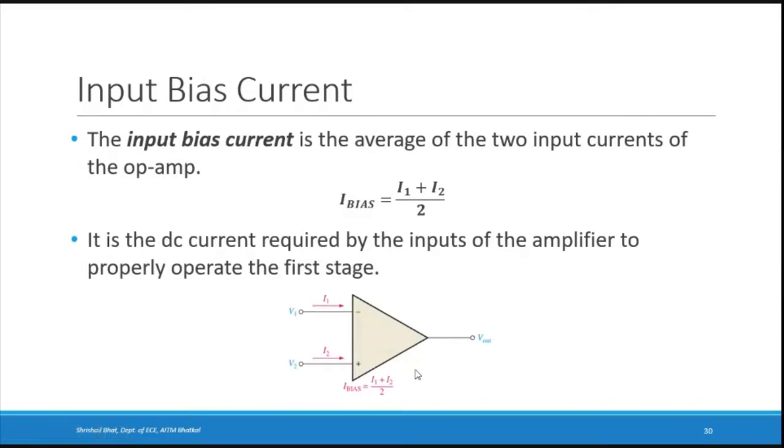Next parameter is input bias current. So there are two bias currents actually, I1 and I2. The input bias current means it's the average of these two currents.